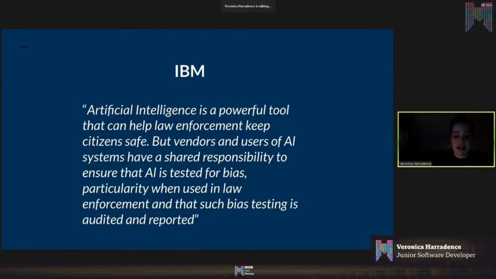An organisation that came to a similar conclusion as what Hannah Fry just stated there was IBM, who last year abandoned their use of their own facial recognition software. They said they could not get, as I mentioned earlier, this source of ground truth for the data they were using. And the quote that they say here: artificial intelligence is a powerful tool that can help law enforcement keep citizens safe. But vendors and users of AI systems have a shared responsibility to ensure that AI is tested for bias, particularly when used in law enforcement, and that such bias testing is audited and reported.